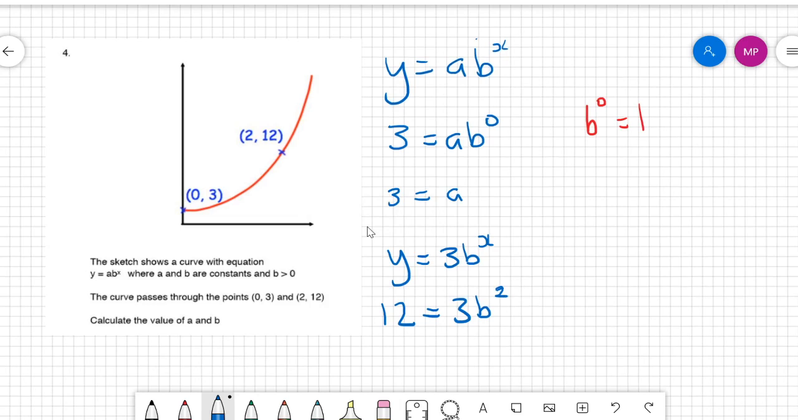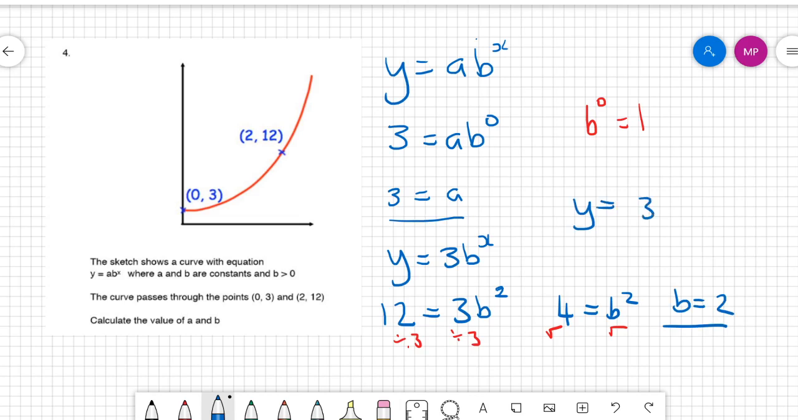Now that I can very easily rearrange. First I need to divide by 3 on both sides, and that gives me 4 equals b squared, and then square root on both sides, which gives me b equals 2. So I worked out the values of a and b. My equation would be y equals 3 times 2 to the power of x.